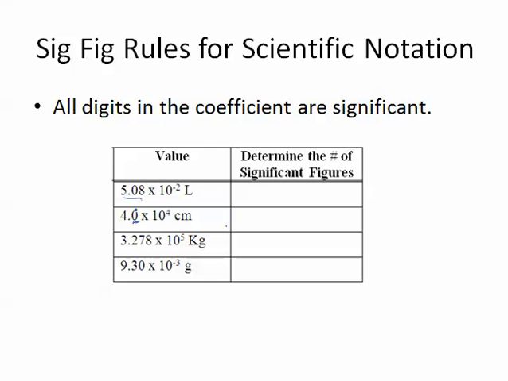Therefore, all digits, including all zeros expressed in correctly written scientific notation, will always be significant. Therefore, you count the number of digits in the coefficient, and that's the number of significant figures. So in this first example, I have 3 digits in my coefficient, meaning I have 3 significant figures. Take a moment to figure out the last 3. You should have come up with 2, 4, and 3 significant figures for each of them.